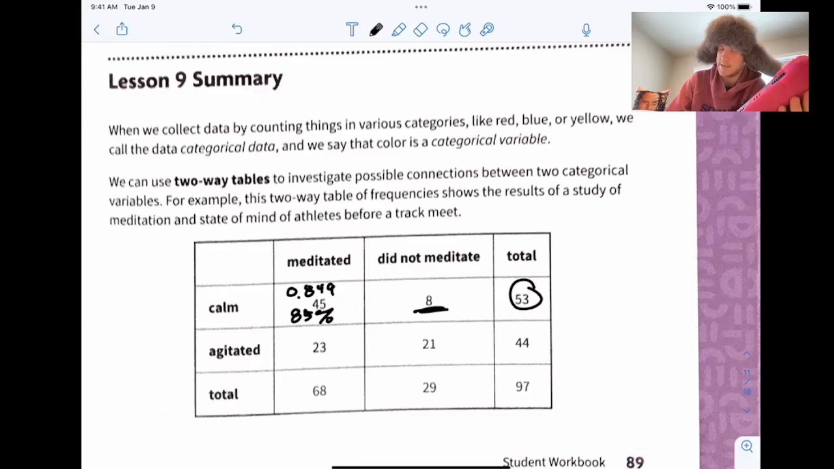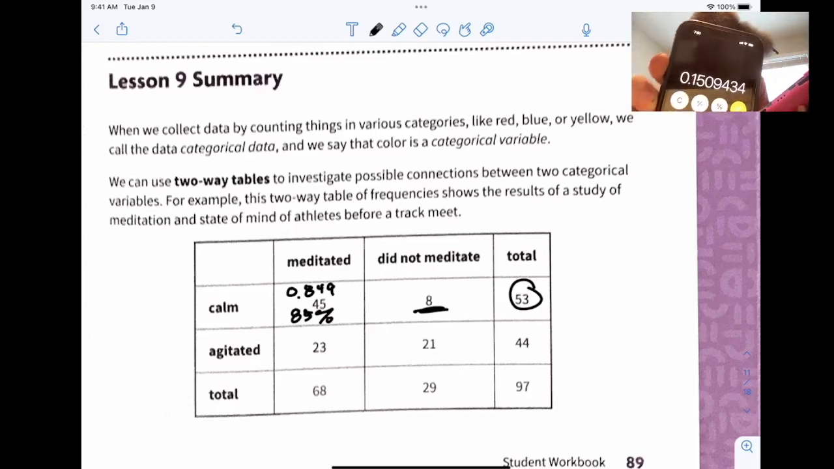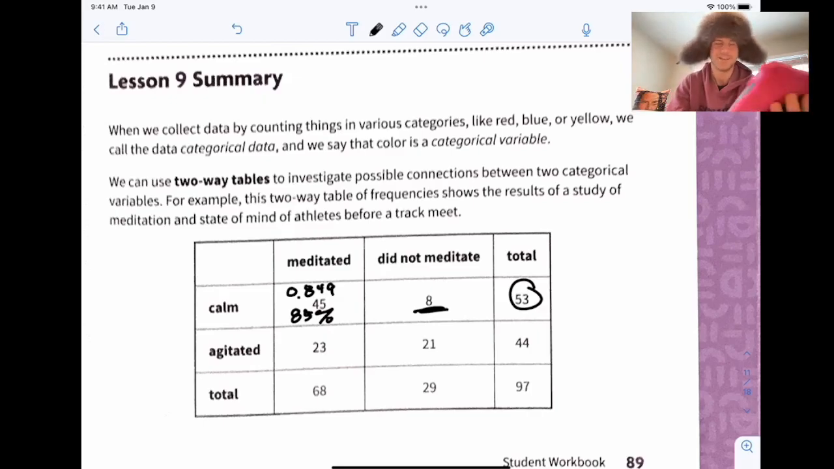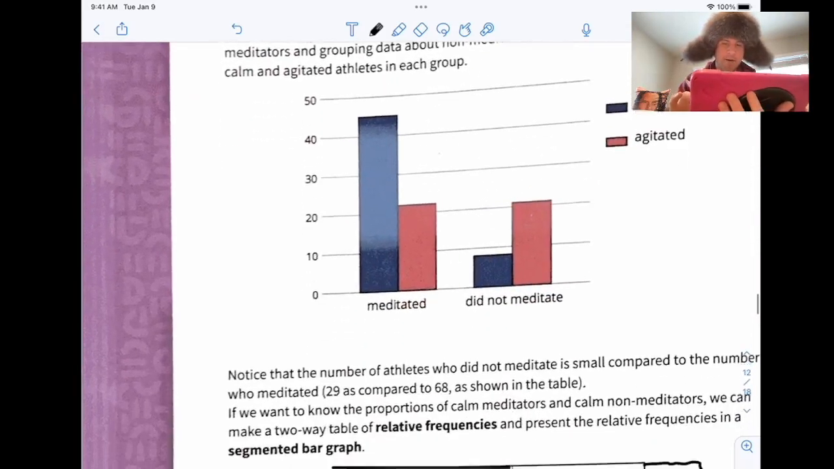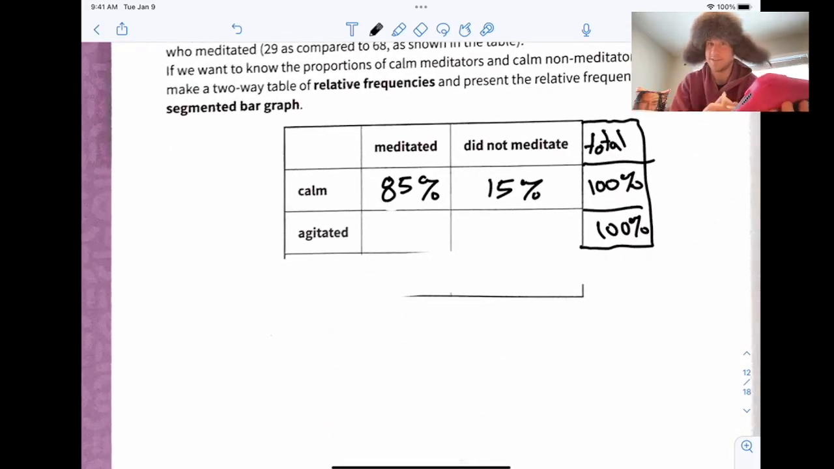Which is, let's see, 8 divided by 53. Look at this. 0.15. 15%. Amazing. Okay, let's find these bottom ones.